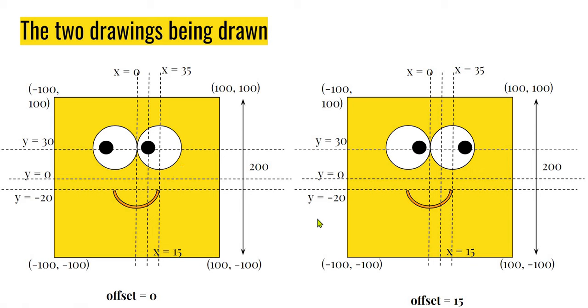Now, the way we are going to do this is using a parameter called offset. When offset is 0, the eyes will be on left. When offset is 15, eyes will be on the right. So what we are really going to do is to keep doing this alternately: offset 0, offset 15, offset 0, offset 15, and that will create the effect that we are looking at.